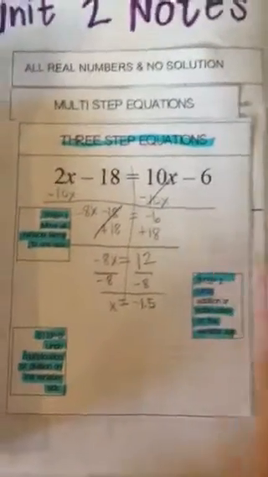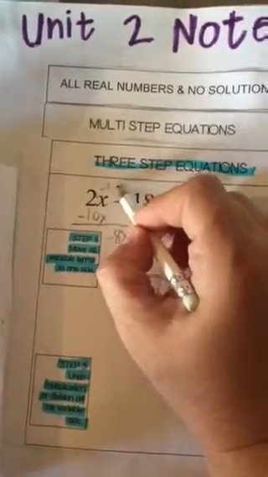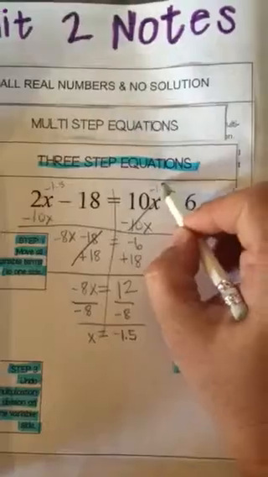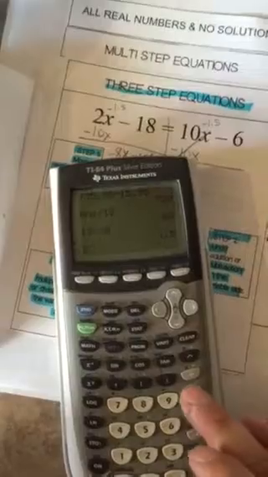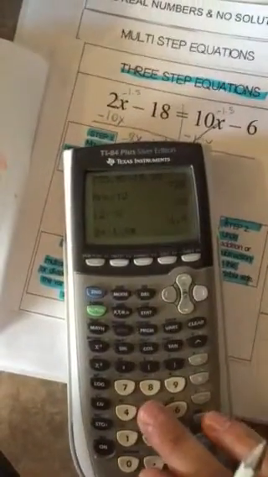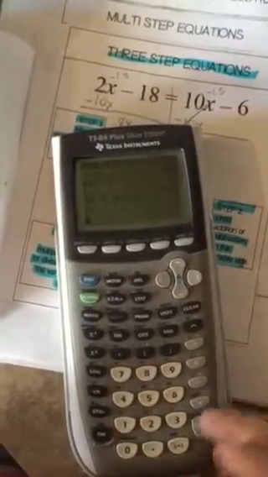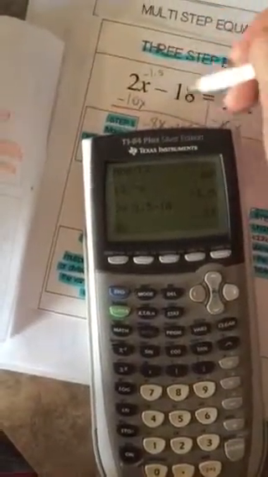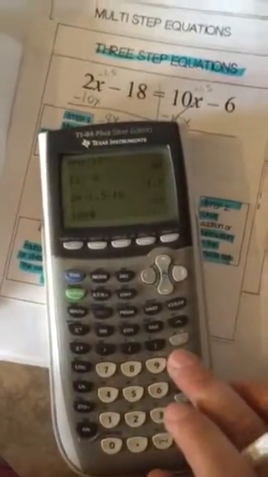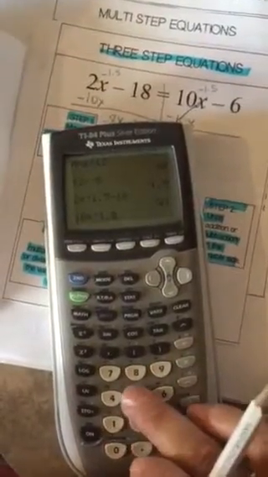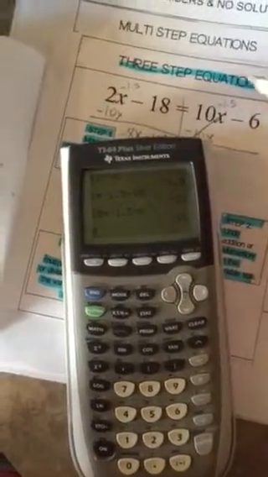And if you want to check your answer, you do it the same way. So I would replace x with negative 1.5, and I would do that everywhere that I see it. I would do it here and here, and just make sure your equation balances. So I would do 2 times negative 1.5 minus 18. I think this side of the equation is going to be negative 21. And to check this side over here, I would do 10 times negative 1.5 minus 6. And I also got that this side is equal to negative 21.